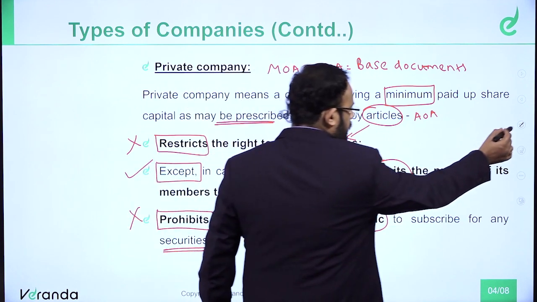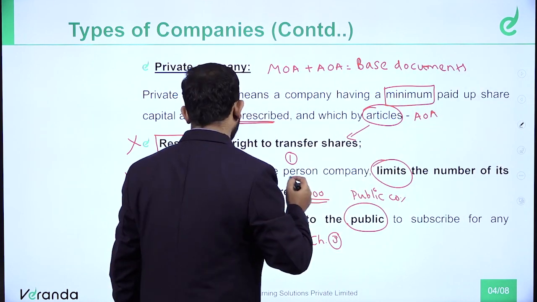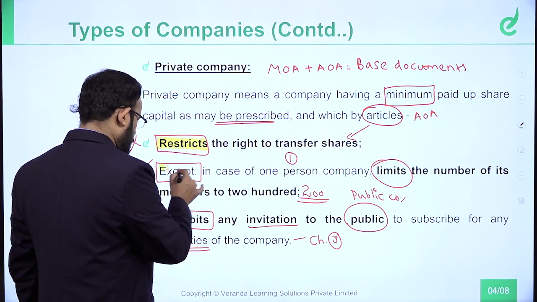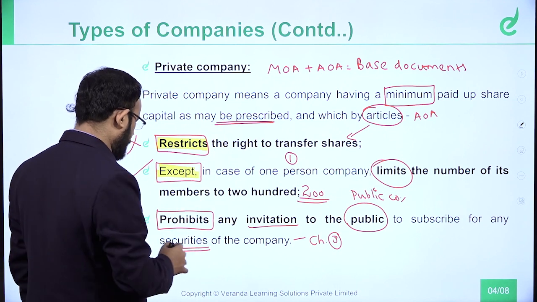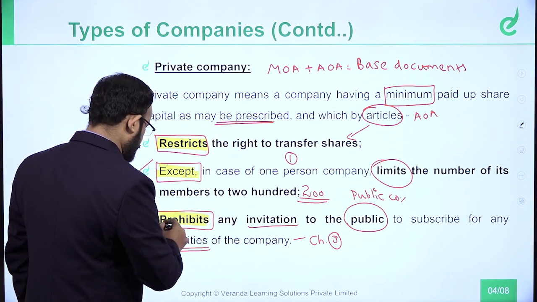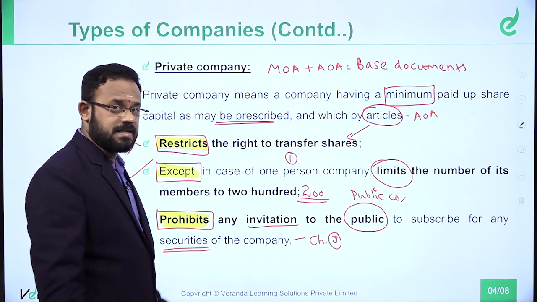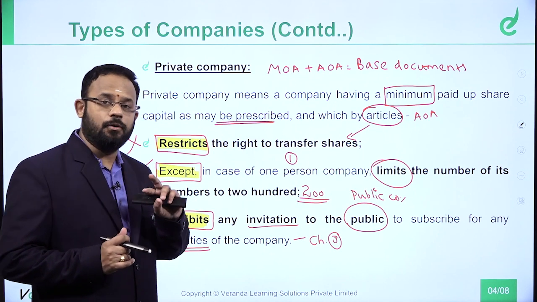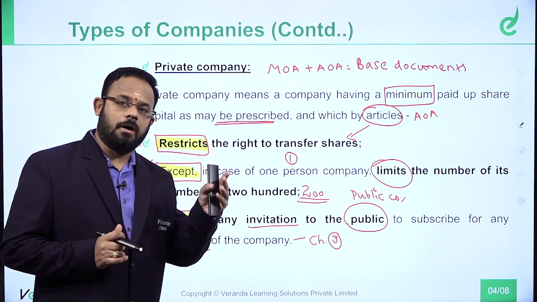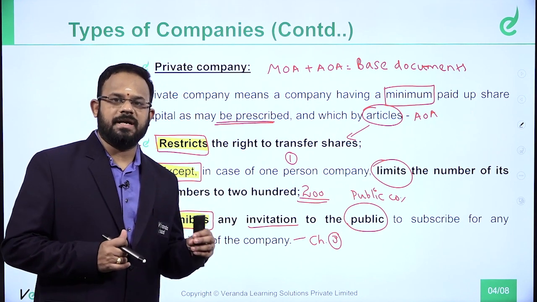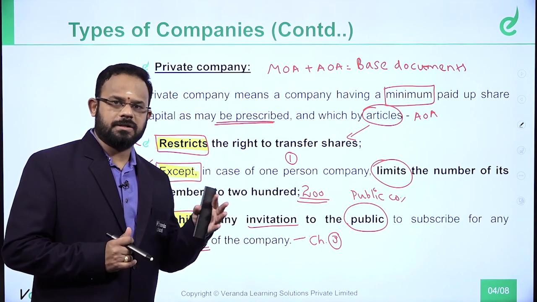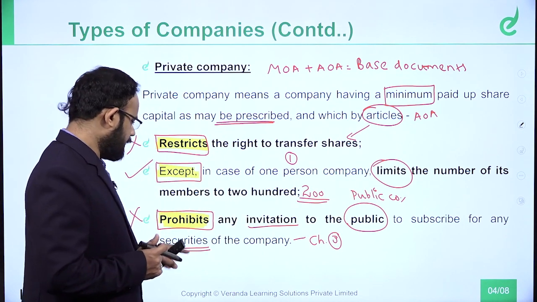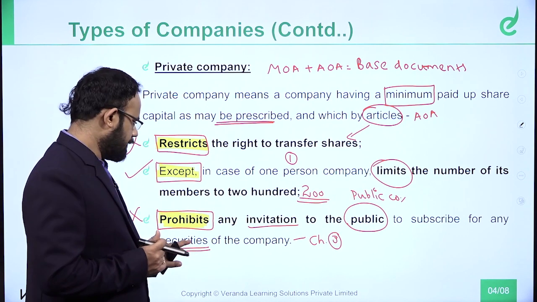So the point you will have to remember is very simple. Number 1, it restricts the right to transfer shares. Second, except one person, everything is 200 for a private company. It prohibits the invitation to the public to subscribe to any securities of the company. The moment you say security, it gets connected with securities laws. There is a separate law called securities law. There only you will study about SEBI, SCRA, depositories and all. SEBI, Securities and Exchange Board of India, is the authority for all stock exchange and securities related matters.